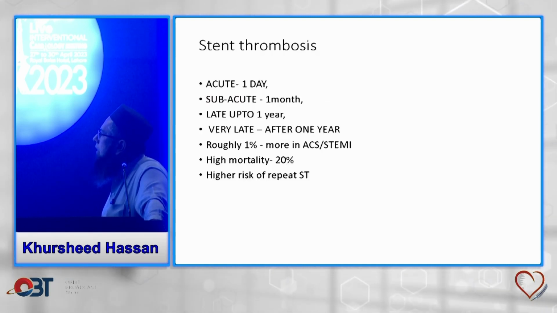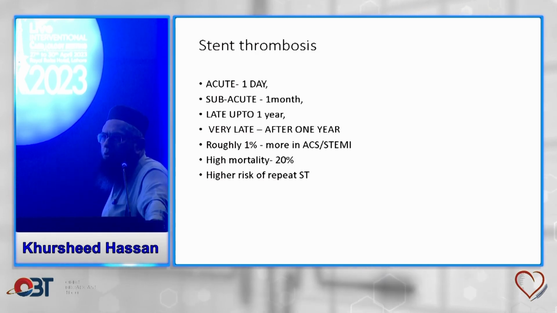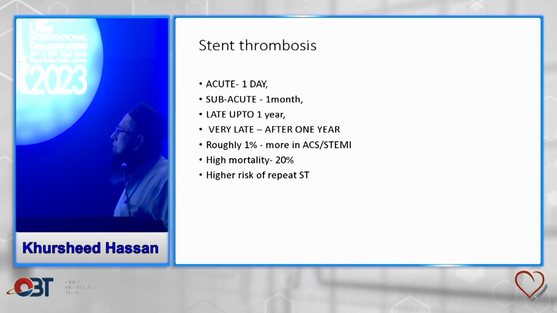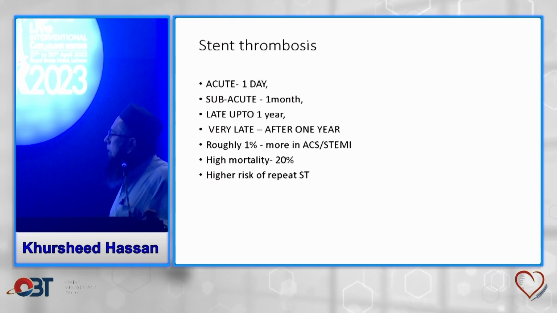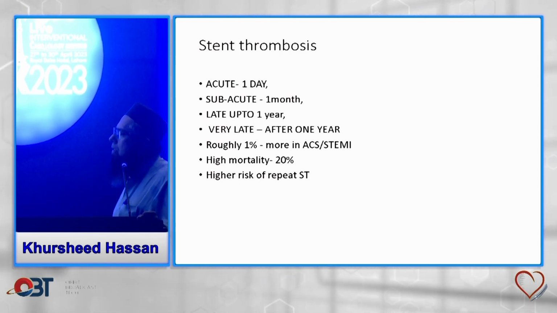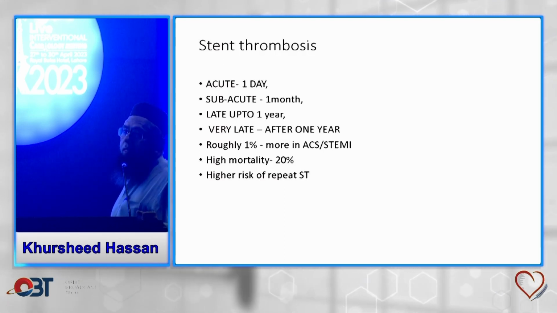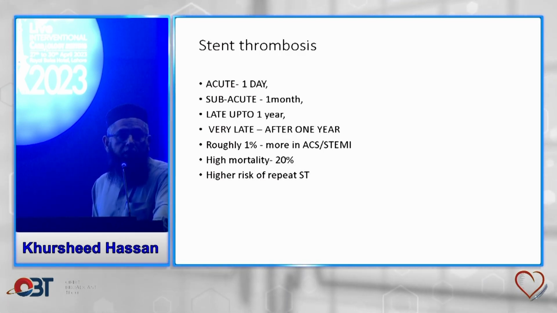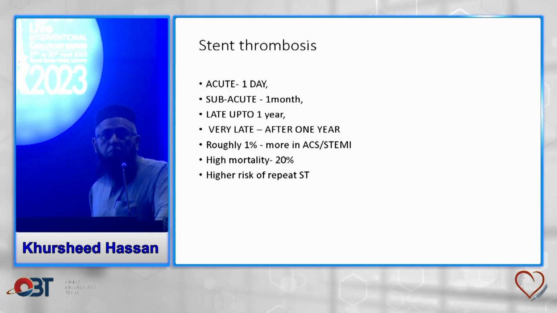So moving from stent restenosis to stent thrombosis, we know the categories: acute, subacute, late, and very late after 1 year, roughly 1% incidence, more so in STEMI while we are doing primaries. High mortality actually, you should remember that, 20% mortality and high risk of occurring again.